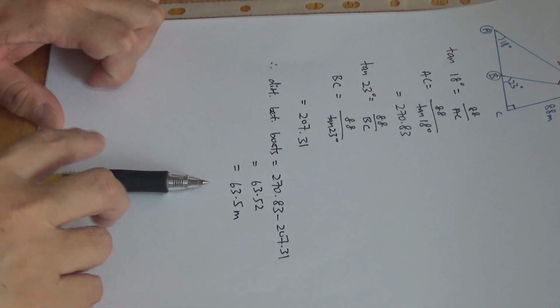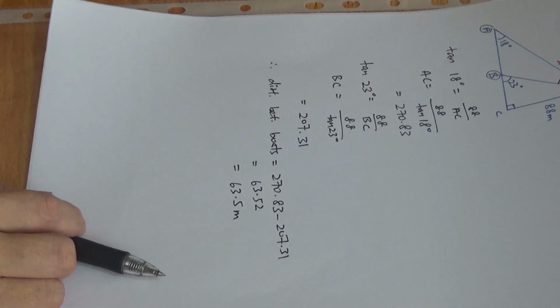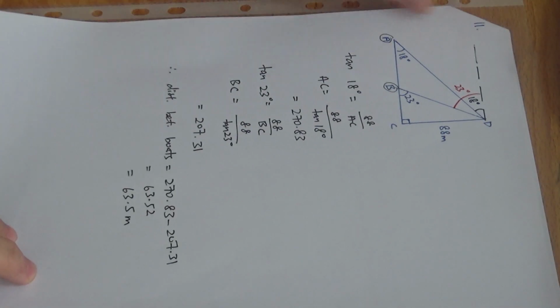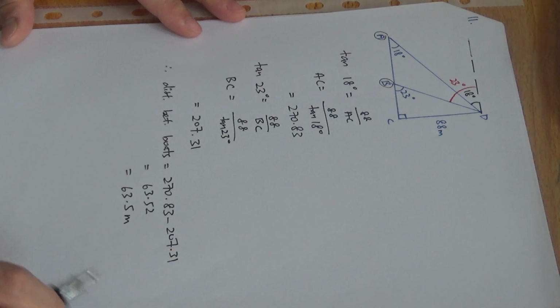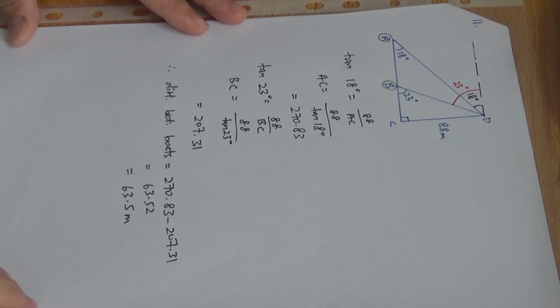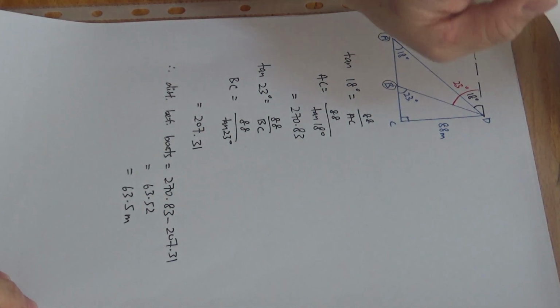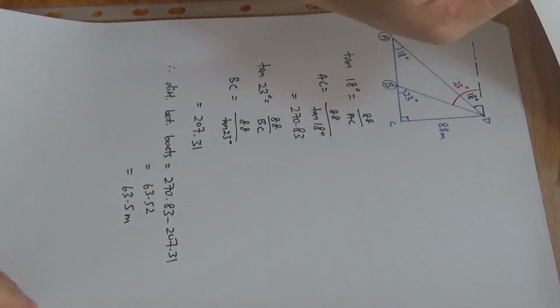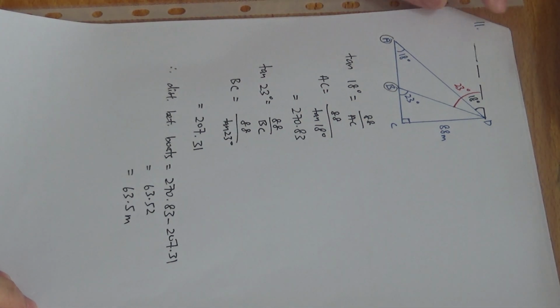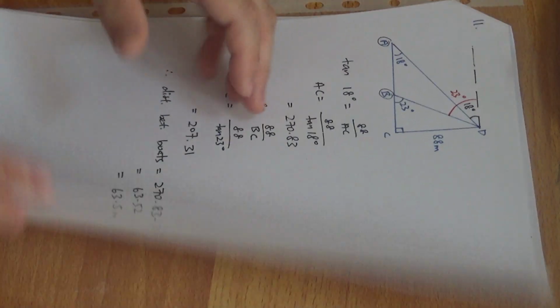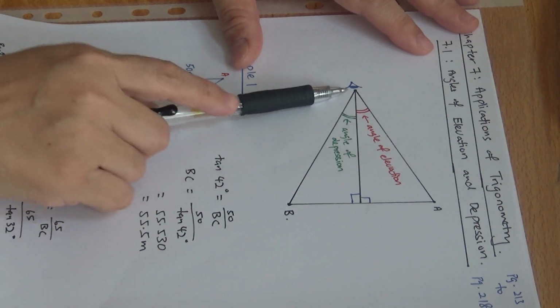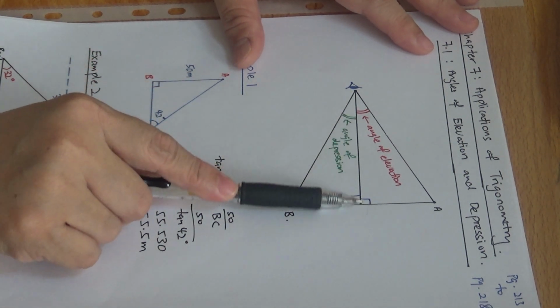Okay, so this is how we visualize question 11. Now, take note that a diagram should be drawn for you to visualize the question easily. Okay, so that will be for your section 7.1 on angles of elevation and angles of depression. Okay, now let me just reiterate. For angles of elevation and angles of depression, it is always taken with respect to the horizontal line.